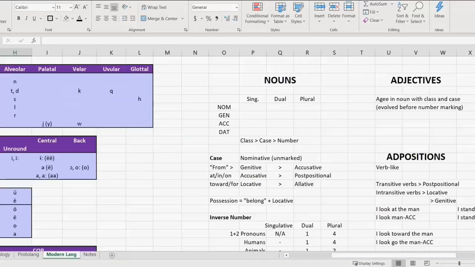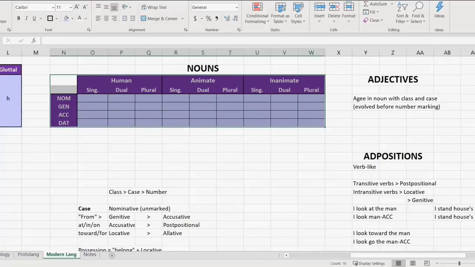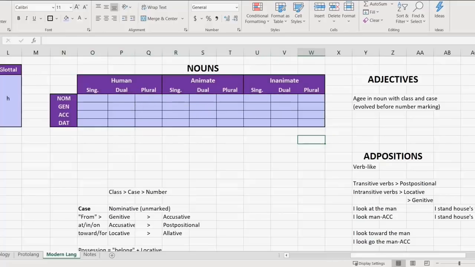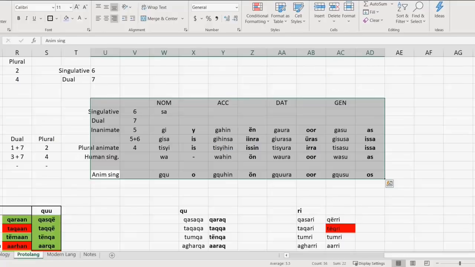And the other thing we can do now is to actually formalize our case system. Okay, so I think this is what our case table will look like. Now I've just got to port over all of this stuff.